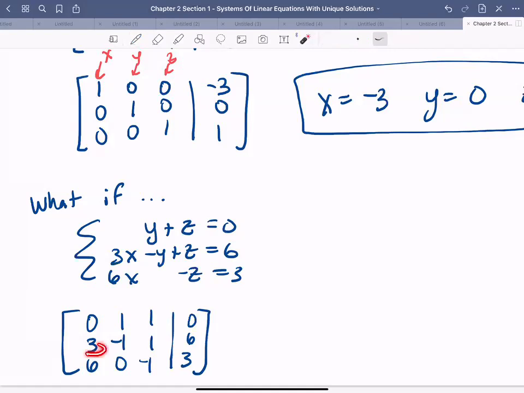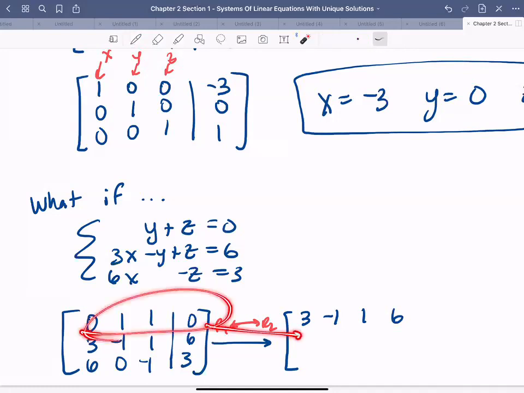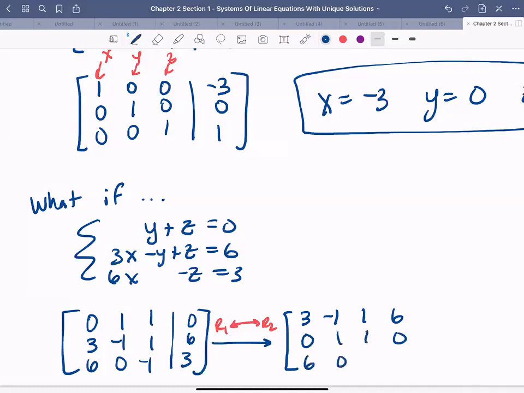So instead of multiplying by this and then adding to here, we're just going to simply interchange the rows. We can move the whole equation or the whole row, but the whole thing has to go with it. So what I'm going to do is interchange row 1 with row 2. So now I just write row 2 at the top: 3, -1, 1, and 6. Then row 1, which was here, now becomes row 2: 0, 1, 1, 0. And then row 3, we did not change.